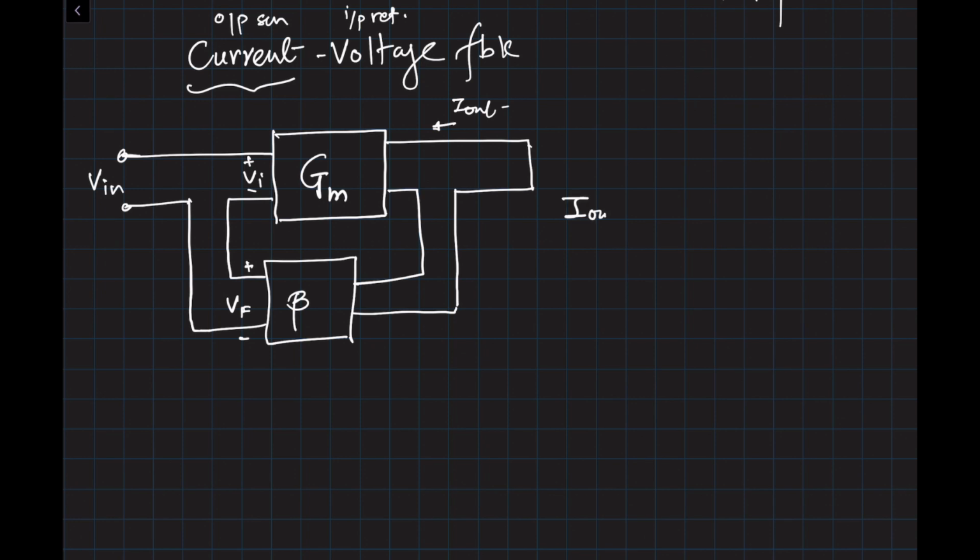So if I didn't have feedback, then my transfer function, I out divided by V in, would have been Gm, which is a transconductance. And with feedback, this is going to get modified to Gm divided by 1 plus beta Gm. Now remember that the units of beta will keep changing as we go through various types of feedback. If it's voltage, then the feedback factor beta does not have any units, but otherwise we will have different units, because beta Gm has to be unitless.